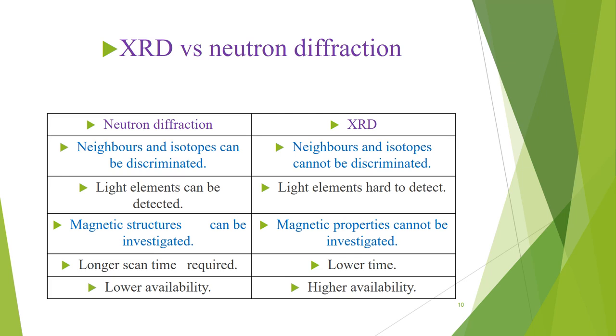In neutron diffraction, a longer scan time is required, but in XRD, this time is shorter as compared to neutron diffraction. In neutron diffraction, there is a lower availability, whereas XRD has a higher availability.